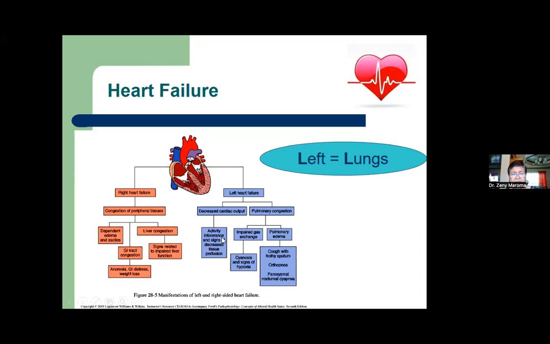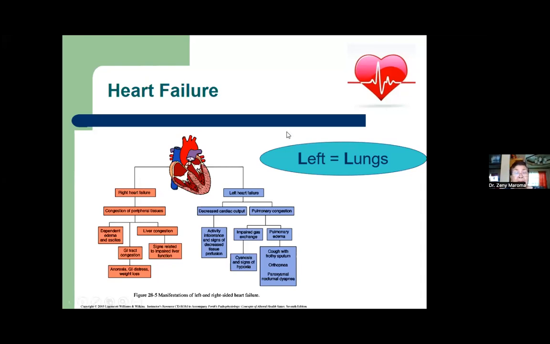Activity intolerance and signs of decreased tissue perfusion. Okay? Naintindihan po yung left side? So there are two effects. One is the backward effect kasi the fluid are dumped back in the lungs, and forward effect because of decreased cardiac output. There'll be altered tissue perfusion, activity intolerance.